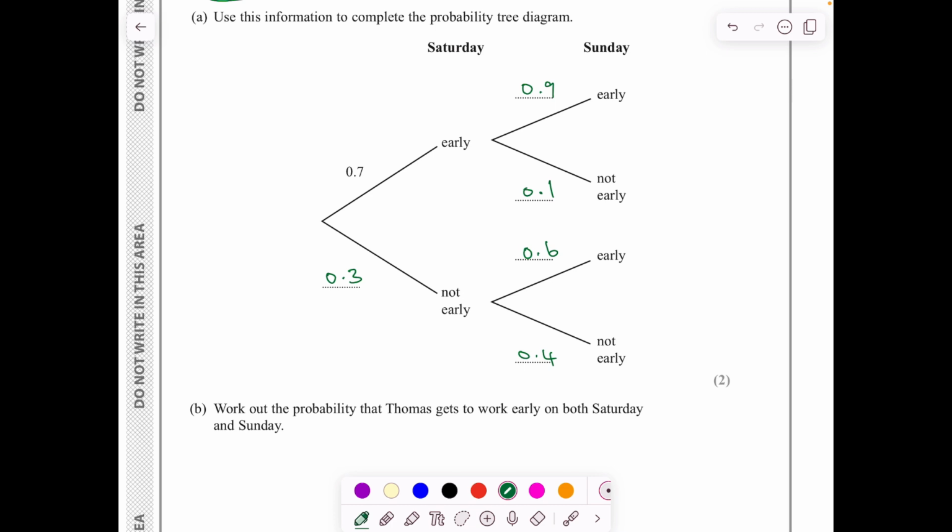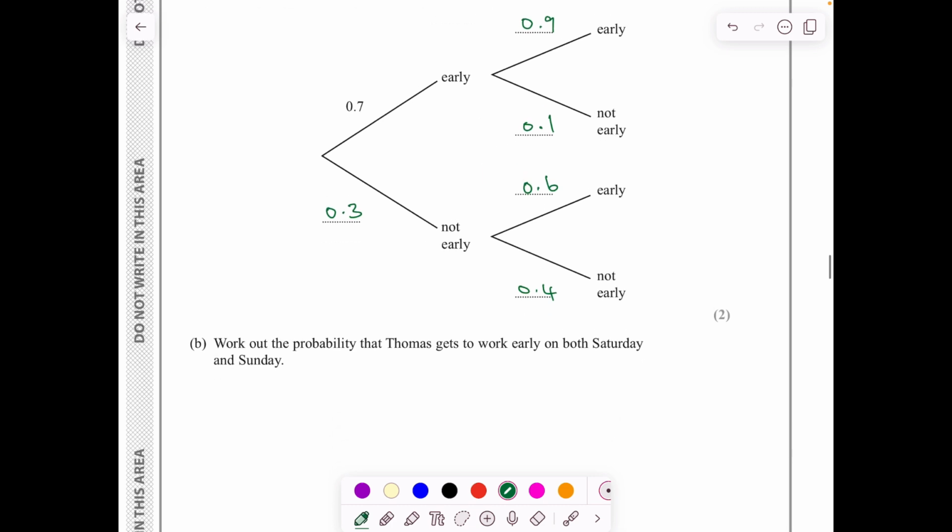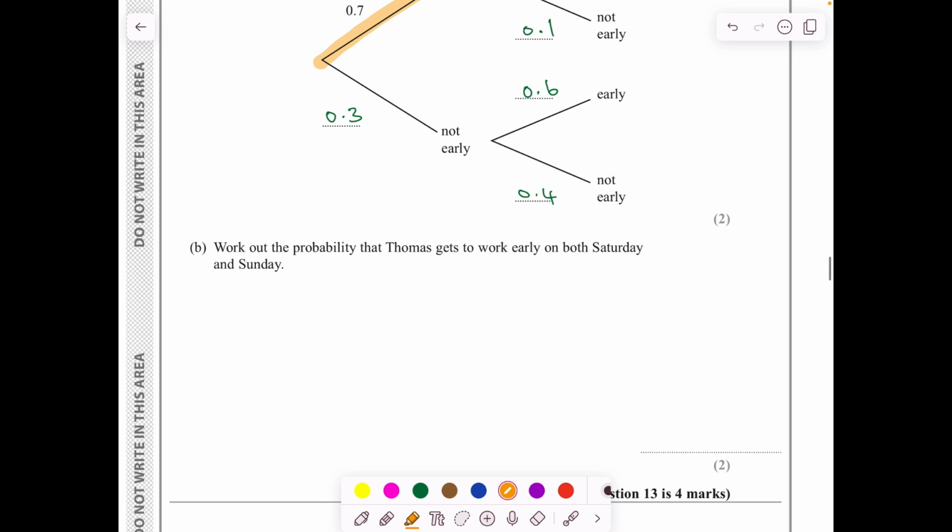Okay, so that gets you 2 marks. And then it asks you for what is the probability that Thomas gets to work early on both Saturday and Sunday. So to get both, we multiply along the branches. So we multiply 0.7 times 0.9, which gives us 0.63. And so that's our answer.